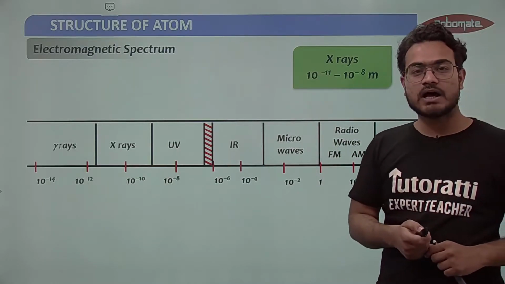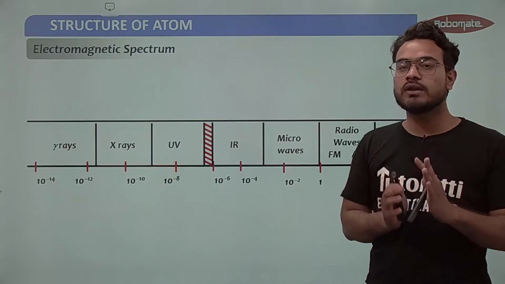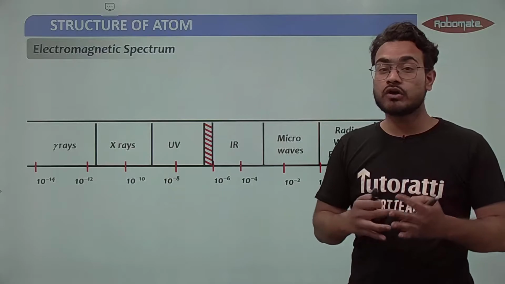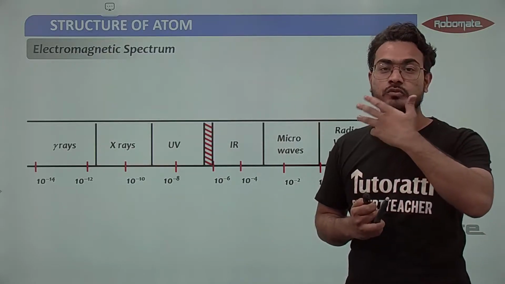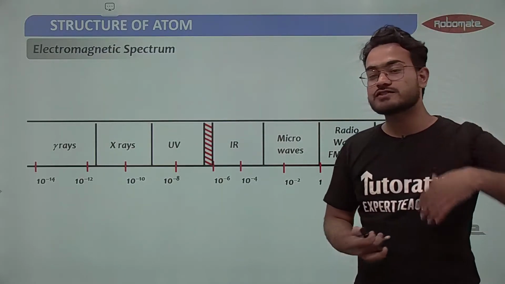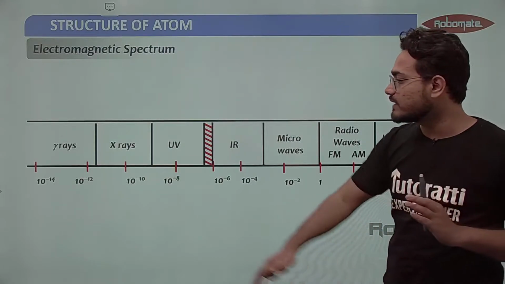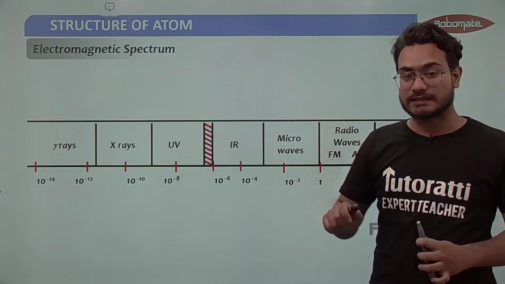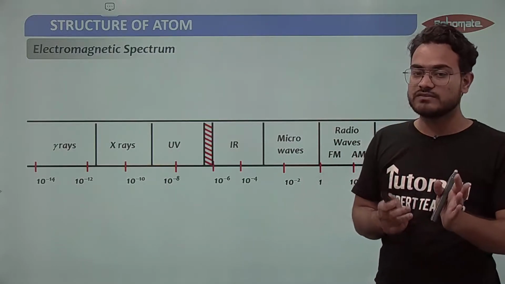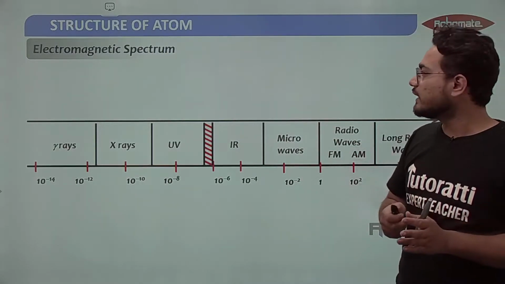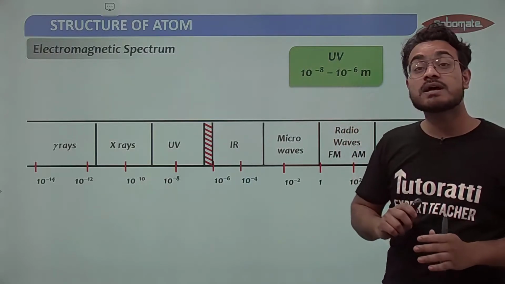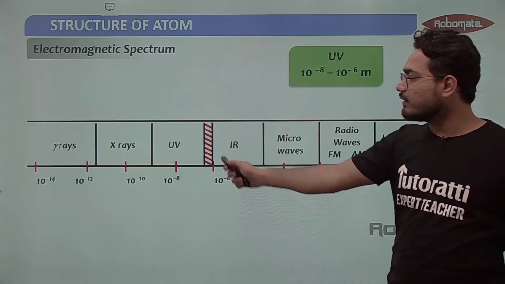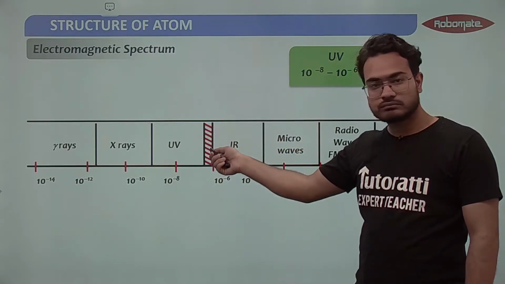Next is ultraviolet light. We all know how harmful UV rays are. We all wear sunscreen to protect ourselves from the UV rays of the sun. Those UV rays have a wavelength of about 10 to the power minus 8 meters, in the range of about 10 to the power minus 8 to 10 to the power minus 6 meter.